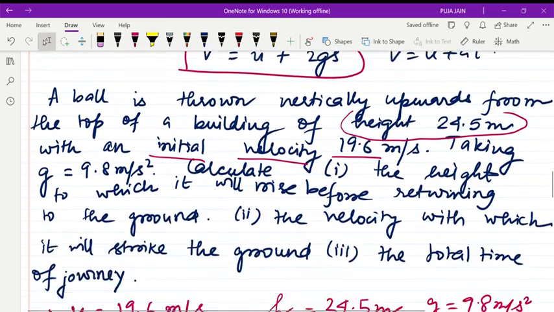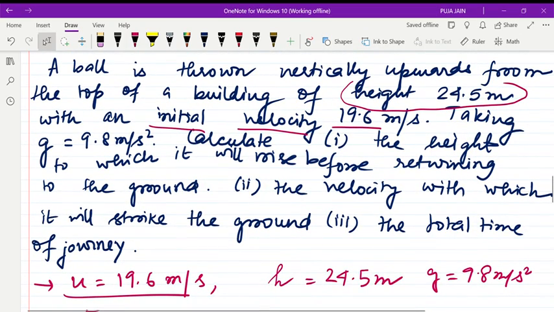So this was a big question. I opted for this question because there are small parts in the question, and maybe in the exam they have asked you only the first part or the second part or the third part.